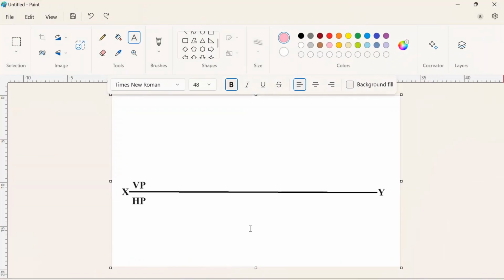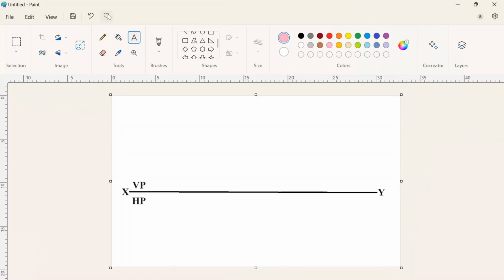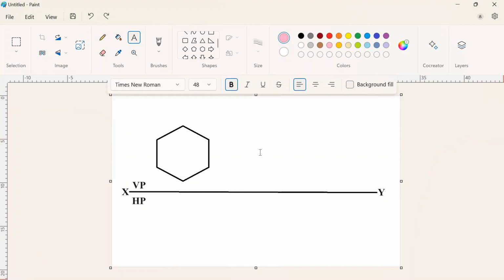First thing is, I am drawing this XY line, marking the VP and HP. The next step is I should draw a hexagon which has a side of 30 mm. Please understand, I am drawing the hexagon in such a way that on the left hand side it should be a straight line. Why? Because I am going to incline this hexagonal plane from the wall. Could you understand that? From the wall.